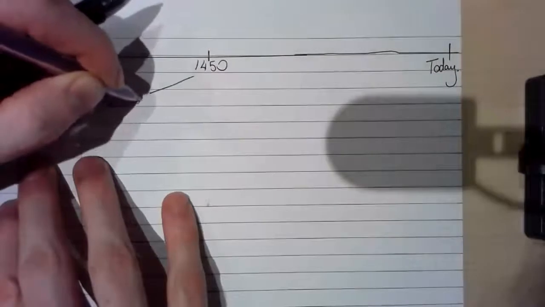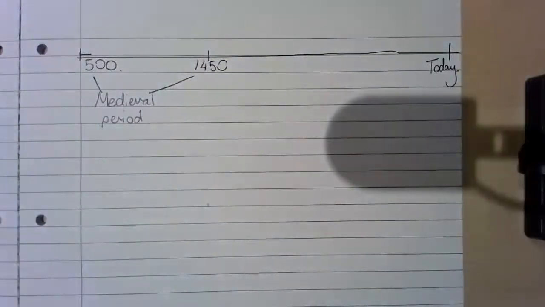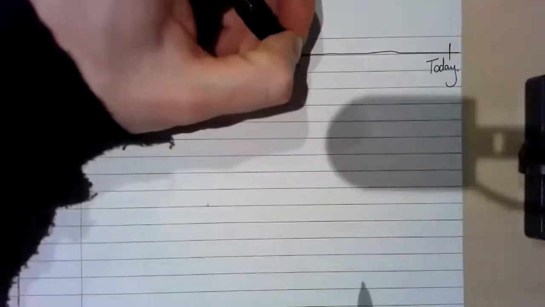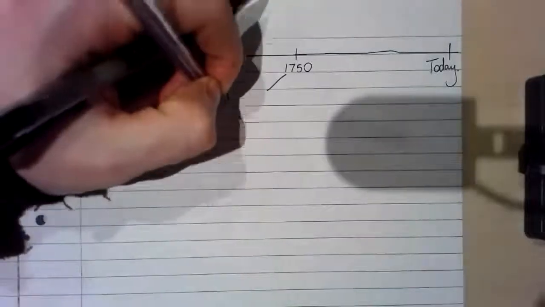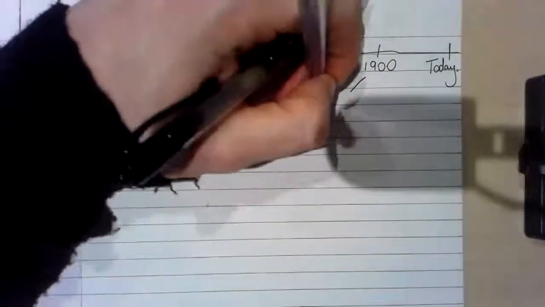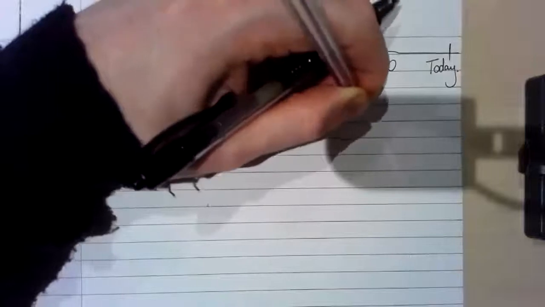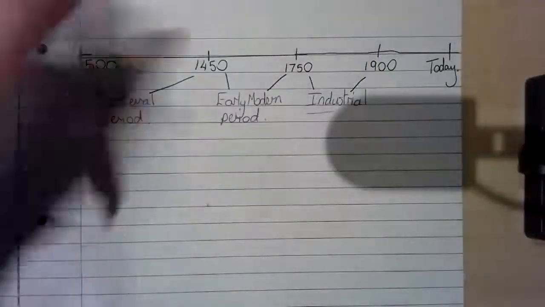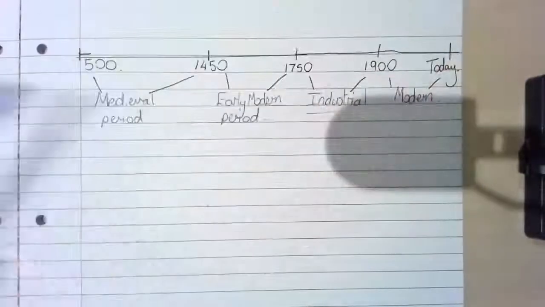This is called the medieval period. Medi means middle, so it's kind of like the middle between today and sort of the Romans, although it's not really in the middle, it's just what they call it. And then 1450 to 1750, we're looking at something called the early modern. Not quite modern, not quite early, the early modern period. And then up until the 1900s, we have the industrial era. Industrial. That word looks like industry, because it's all about industry. Clever that. And then today we have the modern. Okay, so these are the periods we're looking at.